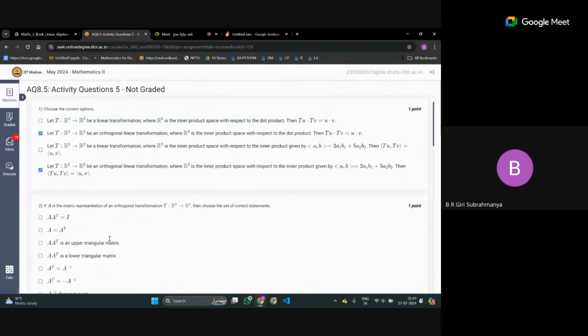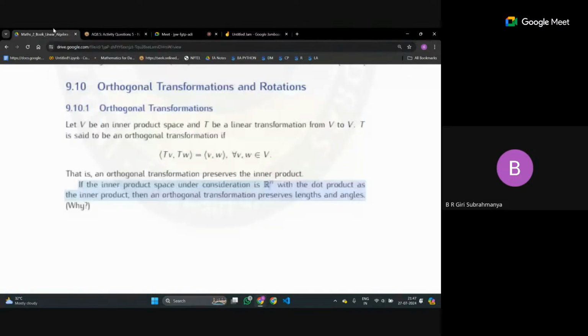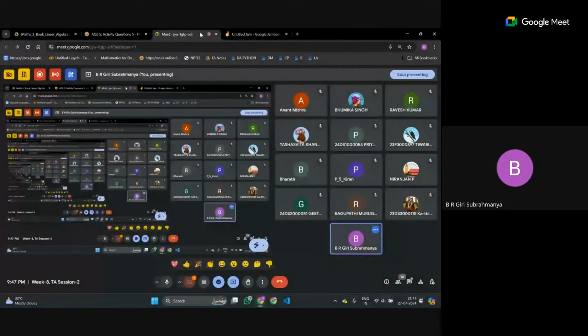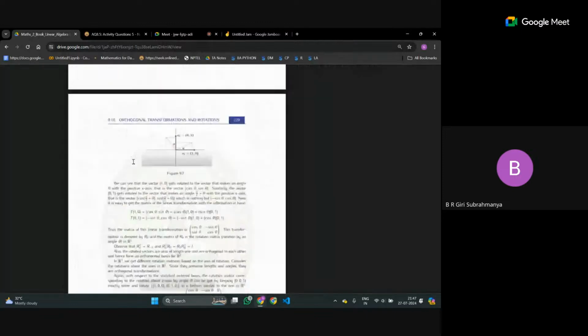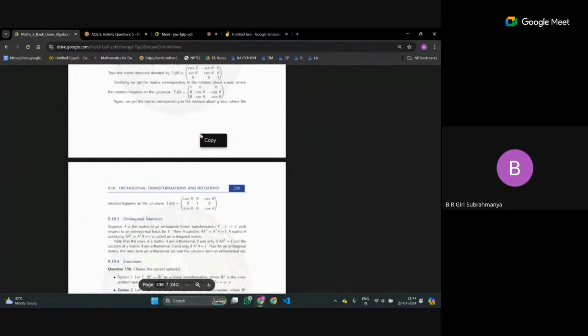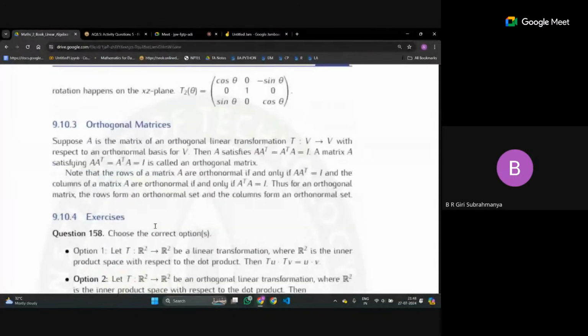Now, this one, do you all know about orthogonal matrices? No? Okay, fine. See, the orthogonal matrices, it's given here. Now they are saying A is a matrix representation of an orthogonal linear transformation. T is an orthogonal linear transformation, the one which we saw just now. Now A is the matrix for this, with respect to, again, an orthonormal basis.